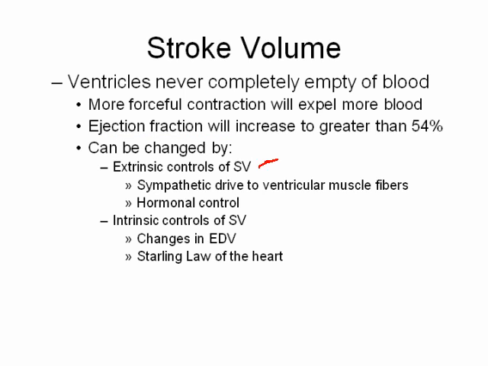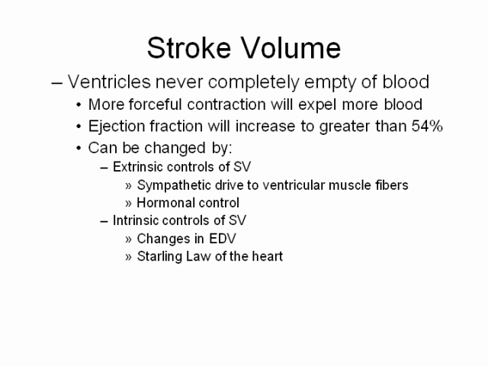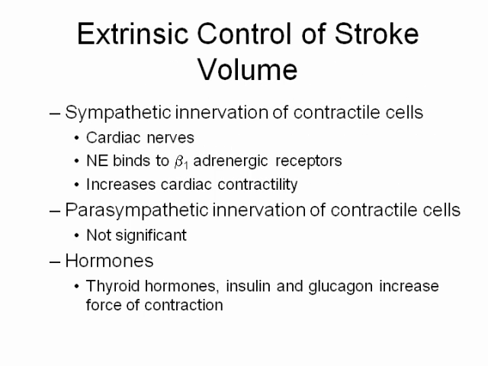This can be changed, again, by extrinsic factors. We've already talked about sympathetic input, as well as hormonal input. But then the intrinsic control, changes in the end diastolic volume. Well, those are related to what we call venous return, that is how much blood is coming back from the veins to the heart, and with that, the amount of stretch of the ventricular tissue, which is what we refer to as the Starling law of the heart. So let's take a greater detailed look at that.